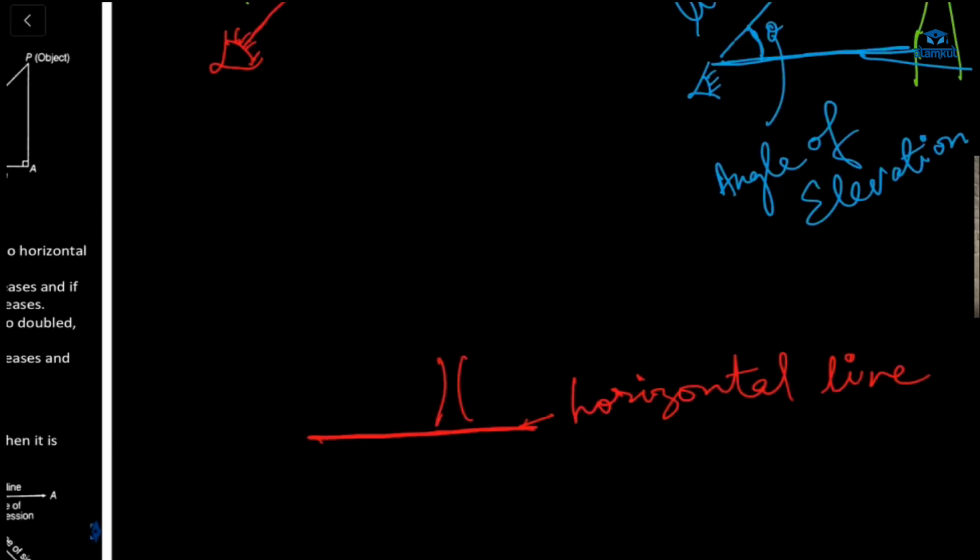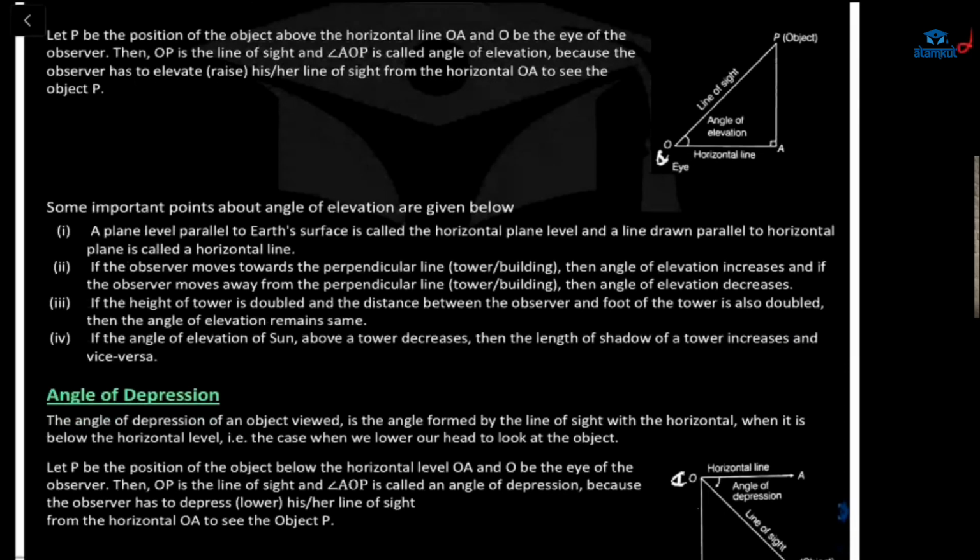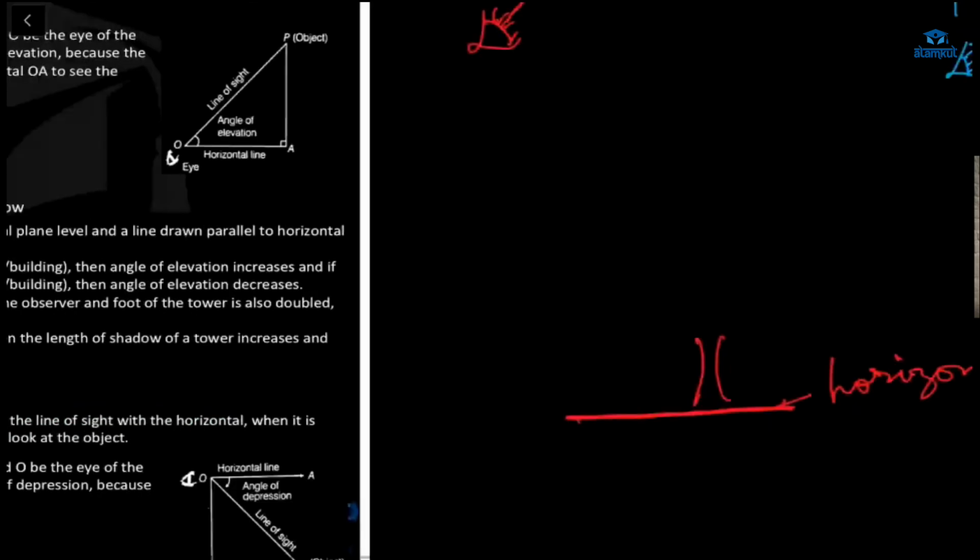Okay, so now the second point: if the observer moves away from the perpendicular, now this is your horizontal line. Whenever you are measuring the height of a tower, a building, or a tree, it will be perpendicular. All the objects will be standing perpendicular. It will not be slanting. Have you ever seen a slanting building? So you will treat it as a perpendicular object.